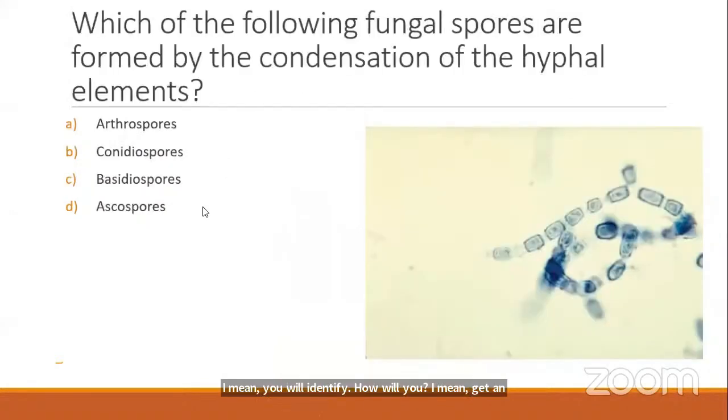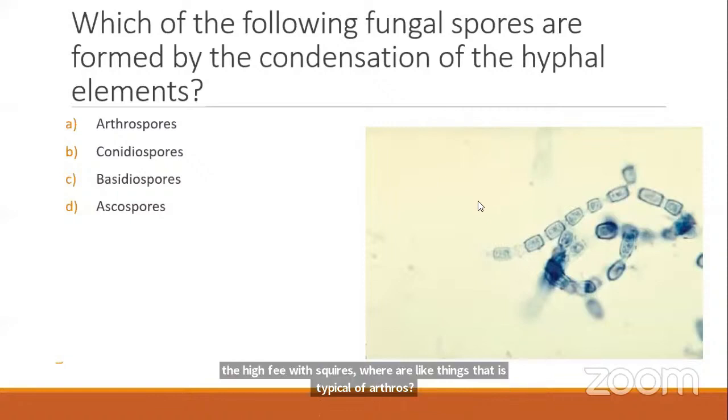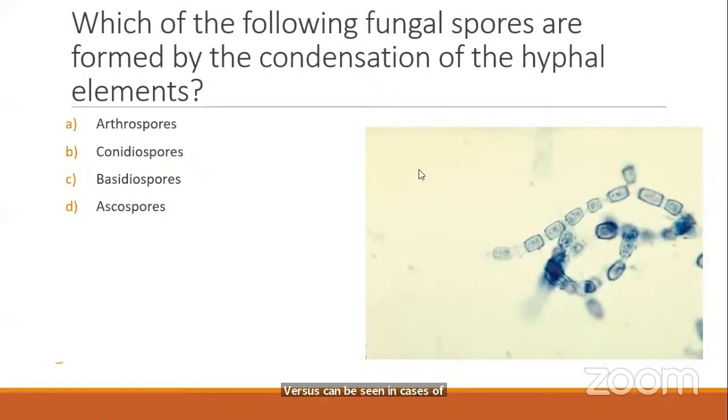Okay, so this is another question: what kind of fungal spore is this? Yes, it is an arthrospore, wherein you can see coiled hyphae with square-like things. That is typical of arthrospores. It can be seen in case of Coccidioides immitis, etc. Okay, Coccidioides immitis. Remember, it is a biosafety level 4 pathogen, a dangerous pathogen.